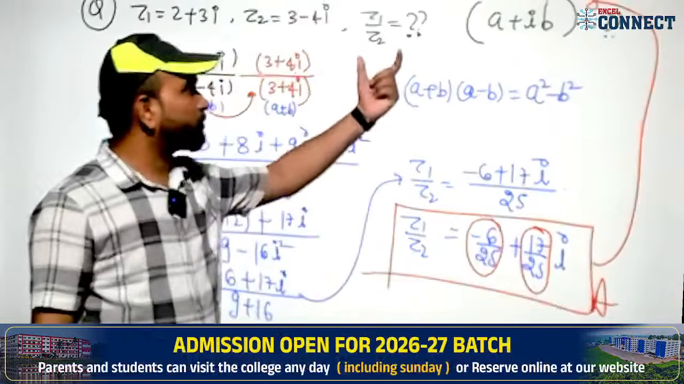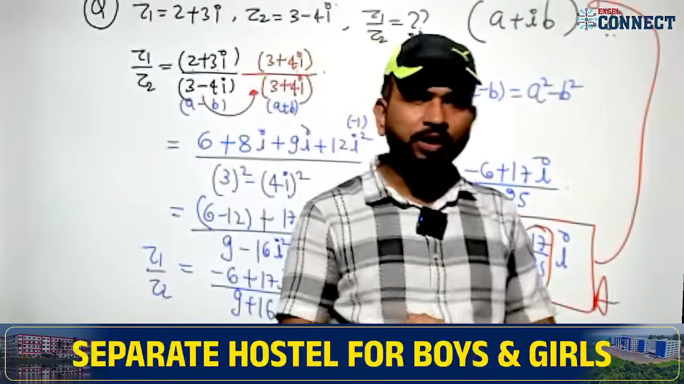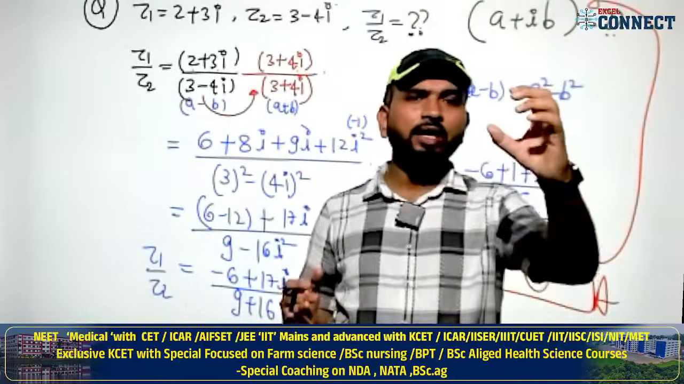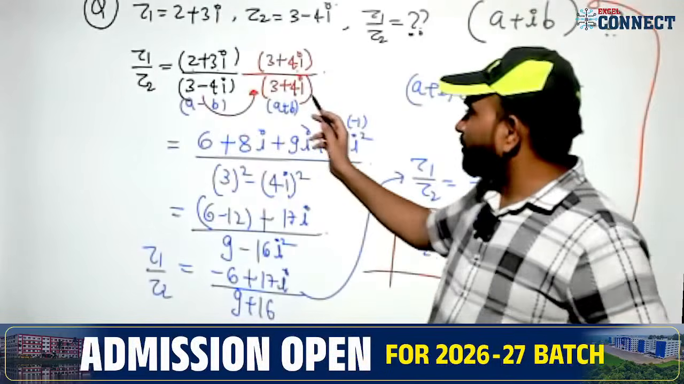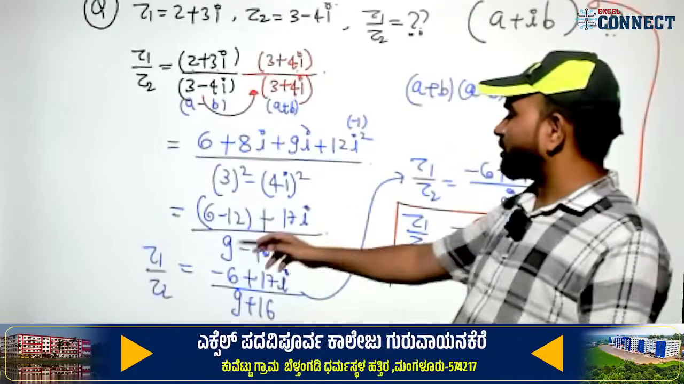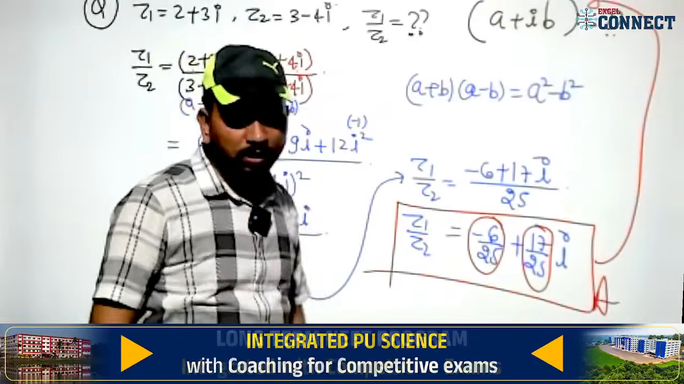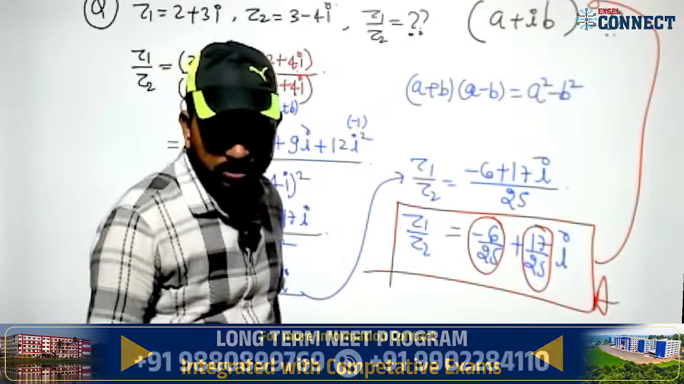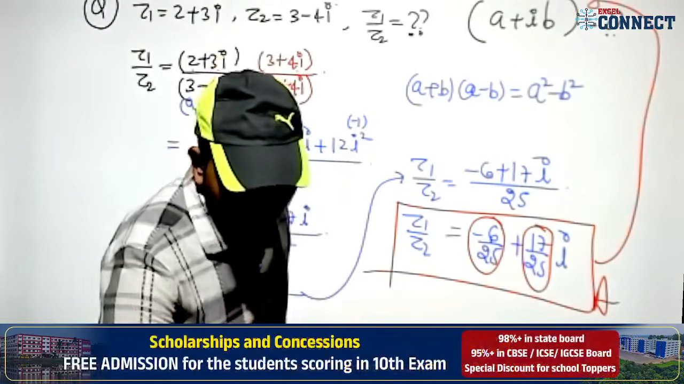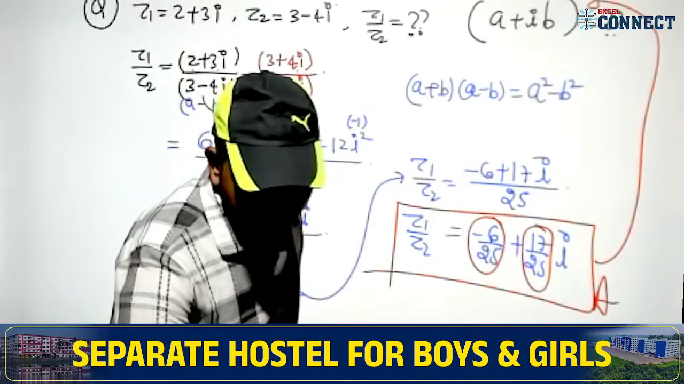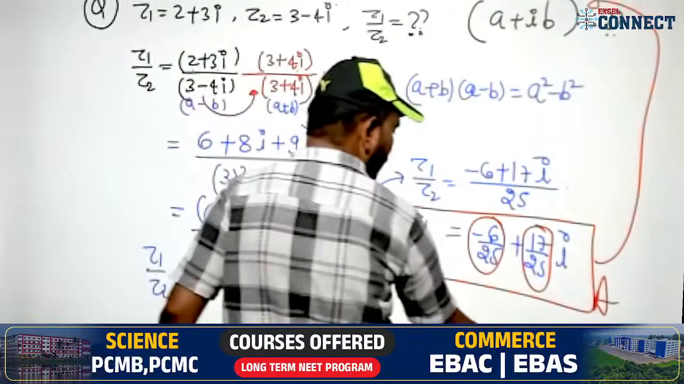So actually you need to solve how to solve Z1 by Z2. Basically for division no rule. So what you should do in this division purpose, just multiply in numerator and denominator the conjugate of denominator portion. So from the denominator this iota will remove, automatically real portion remaining. Now coming the next portion: equality of complex number.